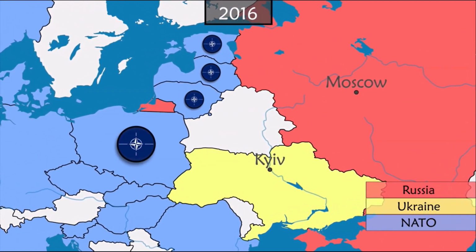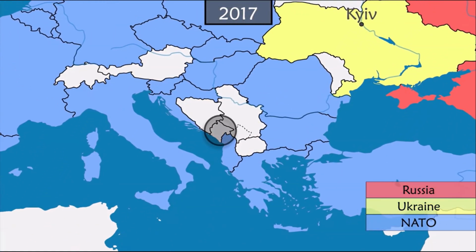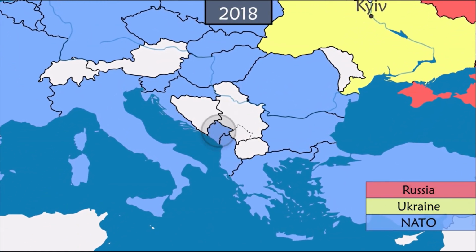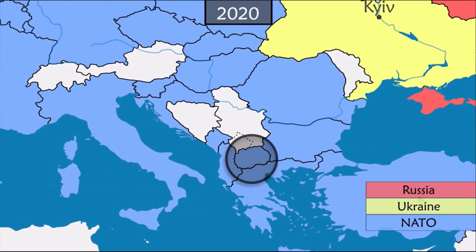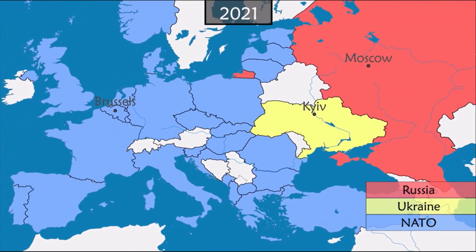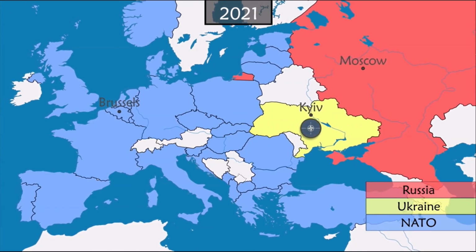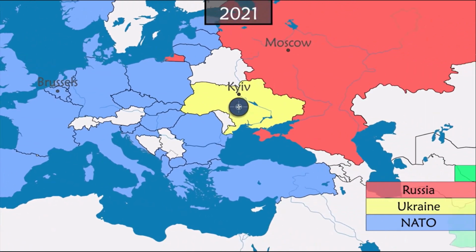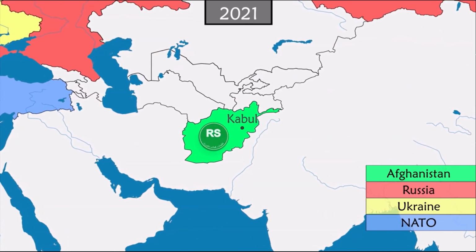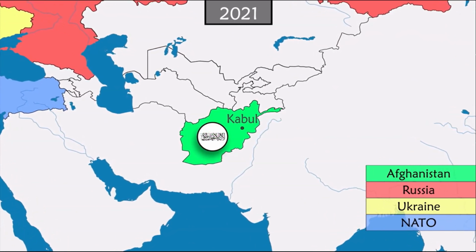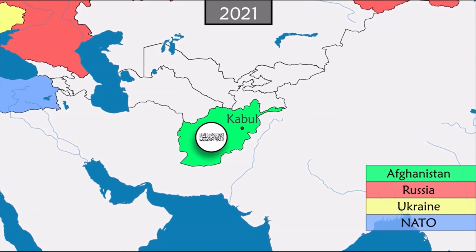In 2017, Montenegro joined the alliance, and in 2020, North Macedonia becomes the 30th member of NATO. The following year in Brussels, NATO members reiterate their desire to integrate Ukraine into the alliance. In Afghanistan, the international force leaves the country without having succeeded in defeating the Taliban, who regain control of the country after 20 years of expensive war.